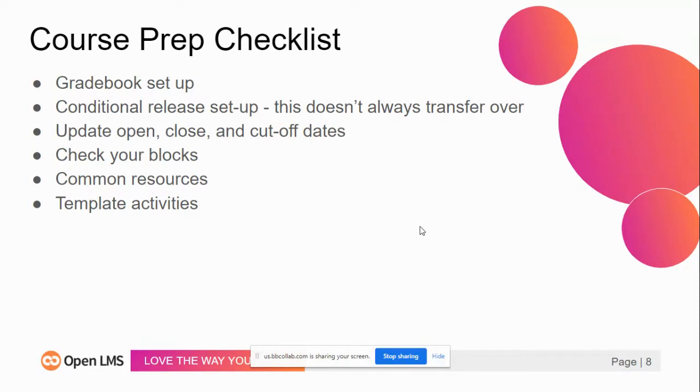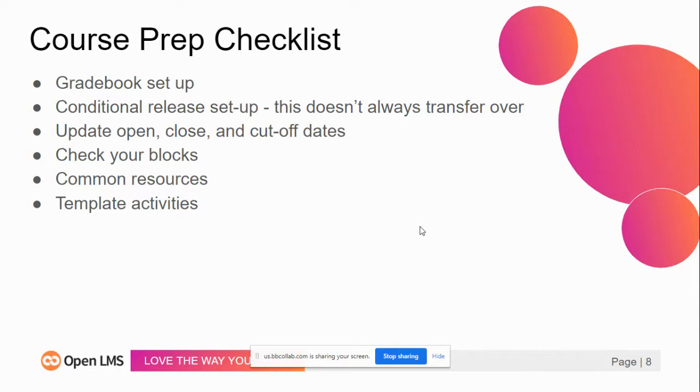Gradebook setup is always one piece. The other is that conditional release setup that I mentioned earlier. This doesn't always transfer over. So if I've created a master course and set each week to open on a certain date and time, when I import that all over to the new course shell, those date restrictions do not usually come forward. So those will all need to be reset. I always remind faculty of that in my course checklist so that they know that those are things they need to check.